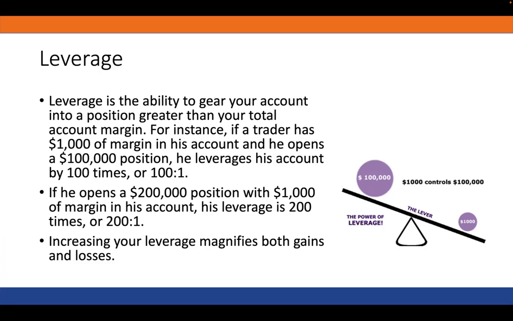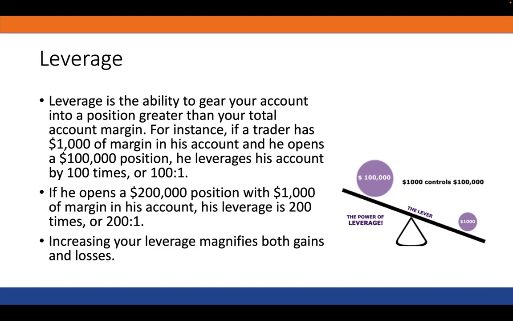Normally leverages are expressed in terms of ratios, so you see something like 100 is to 1. What it means is that you've just contributed one part. Let me read this one, I think it will make sense. For instance, if a trader has $1,000 of margin in his account, that is money you've deposited, and he opens a 100,000 position, he leverages his account by 100 times, or 100 is to 1.